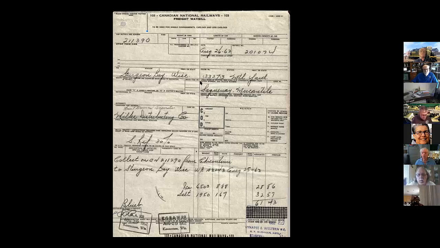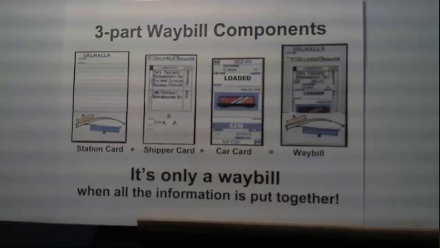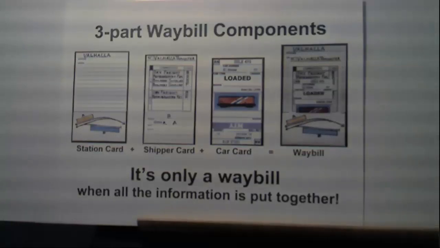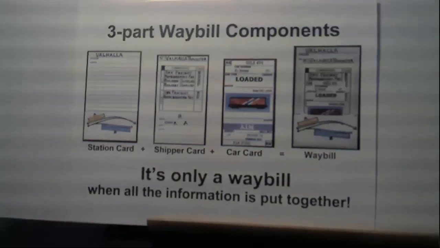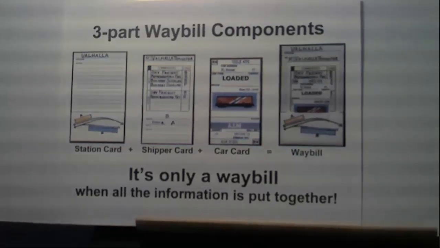Okay, now, as I mentioned before, when we get into the modular system, we have some problems because some of that information, particularly the shipper information, changes. Okay, so what I've done for my waybills in order to allow for the interchange of buildings and prototypes and all that is gone to a 3-part waybill. And what I've done is to separate the shipper information and the station information, because the station can change, but you can have the same shipper and vice versa. And then there is a car card. And when you put them all together, then you finally get your waybill, which you can see in this chart here.